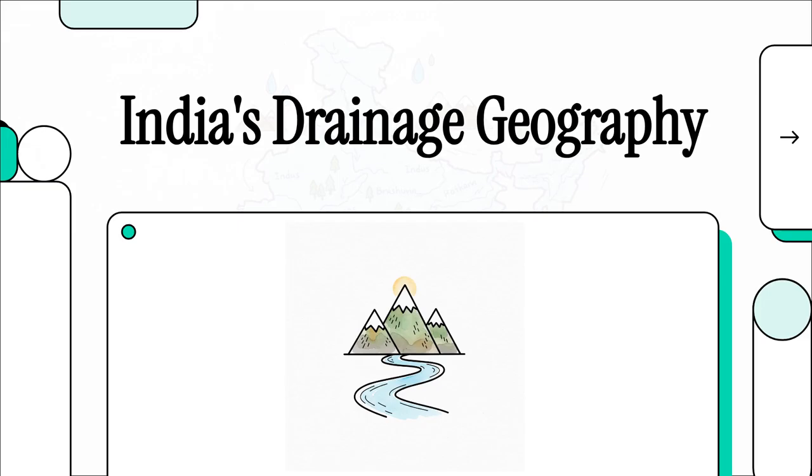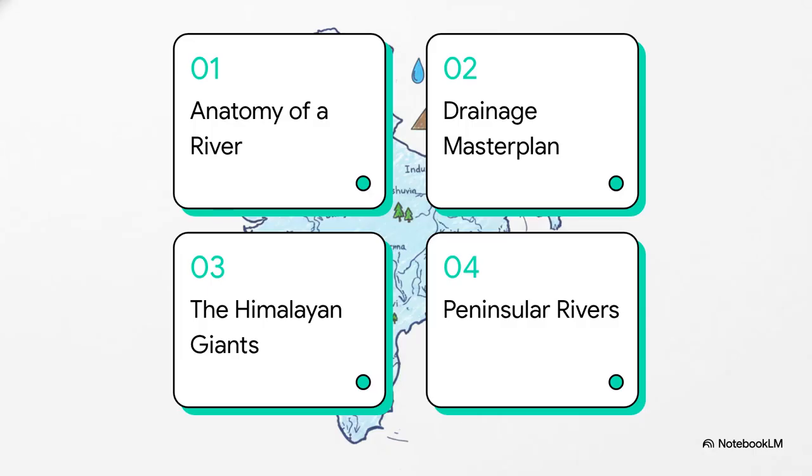To really understand India's drainage system, we're going to unpack what is essentially a tale of two completely different geological characters. We've got the wild, youthful rivers up north and the ancient, deeply entrenched rivers of the south. And to understand how they coexist, we have to look at the master plan hidden right beneath our feet. Here's our roadmap for today. First, anatomy of a river. Then, India's drainage master plan, followed by the Himalayan giants. And finally, the ancient peninsula rivers.